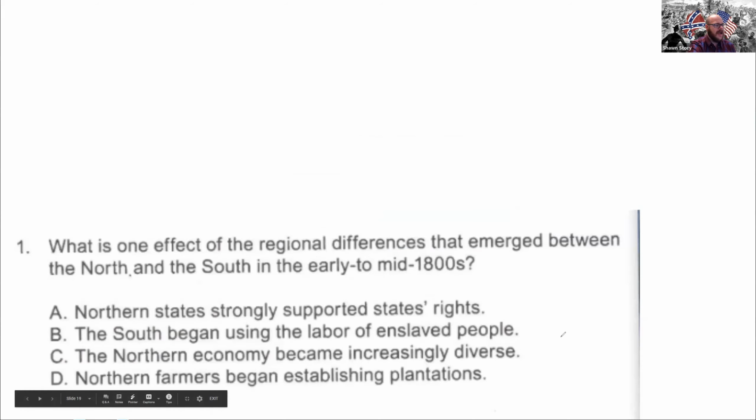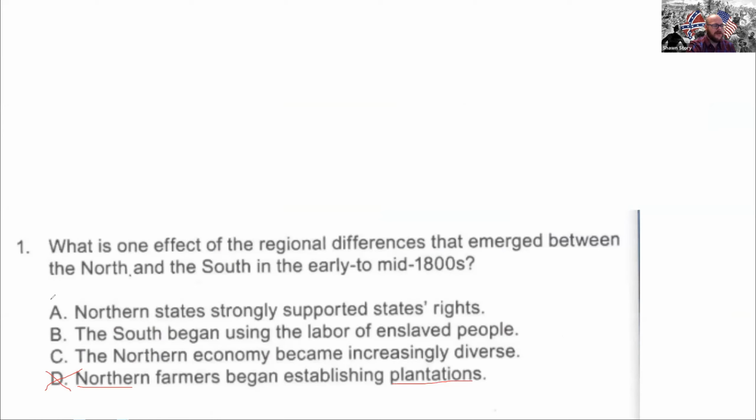I have A, northern states strongly supported states' rights. B, the South began using labor of enslaved people. C, the North economy became increasingly diverse. D, the North farmers began establishing plantations. Well, first I'm going to eliminate D, because I know that the North did not have plantations. That was in the South.